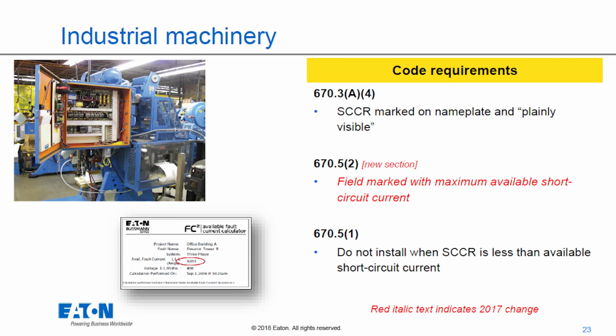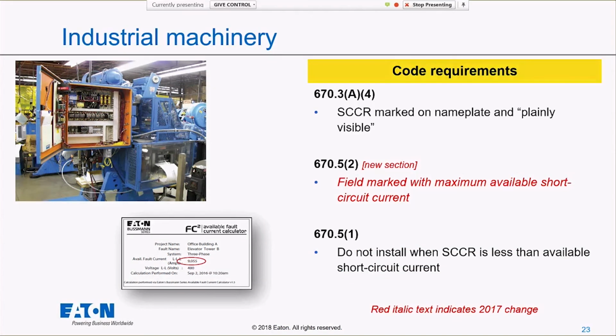That clarified things. And then our last article here in the NEC is going to be industrial machinery. So industrial machinery falls under Article 670. SCCR marked on the nameplate, plainly visible, same thing as with the industrial control panel, field marked with that available fault current. So as opposed to just a documentation of it, it's actually field marked. I believe the reason they field mark industrial machinery is because it moves a little bit more. So if you move the piece of machinery, you're supposed to recalculate the available fault current again at that location. And don't install where the SCCR is less than the available short circuit.